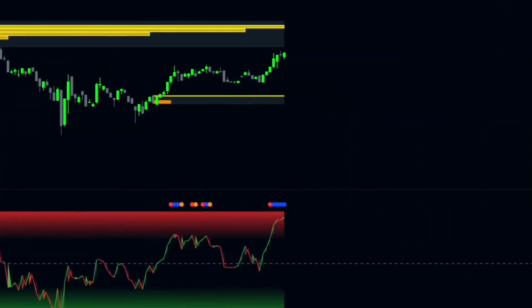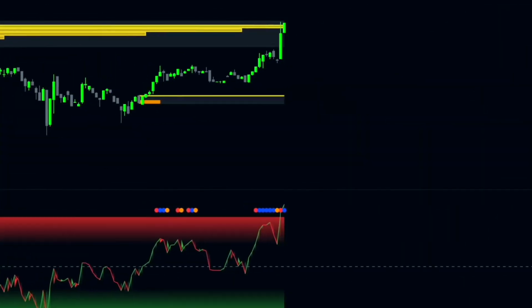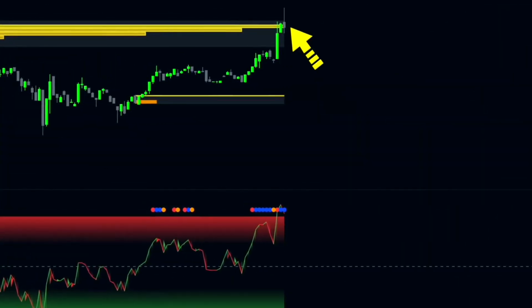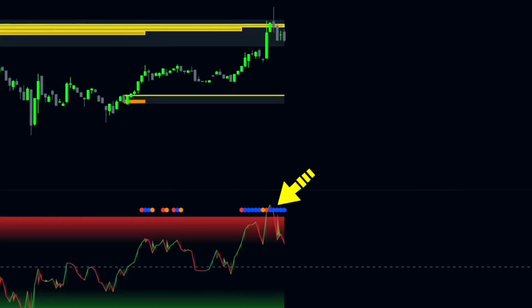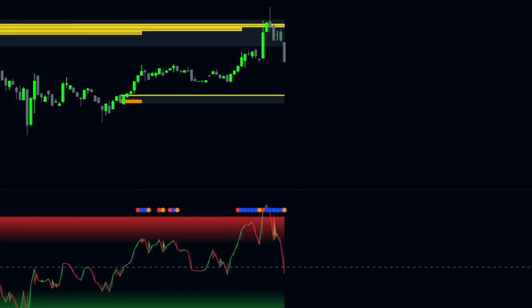For a short setup, follow the opposite steps. Wait for the price to retest the order block. Ensure a reversal candlestick pattern forms during the retest. Confirm that the RSI Supreme has become overbought with a sell signal triggered when the orange dot appears. Apply the same risk management principles as with long trades.